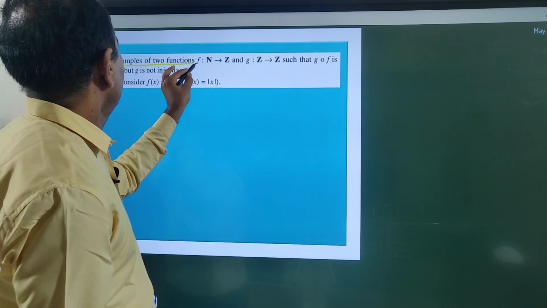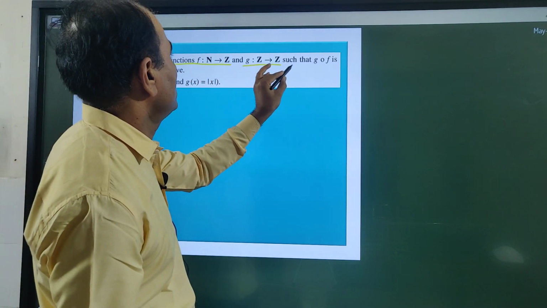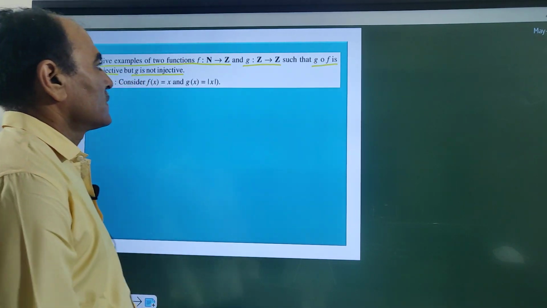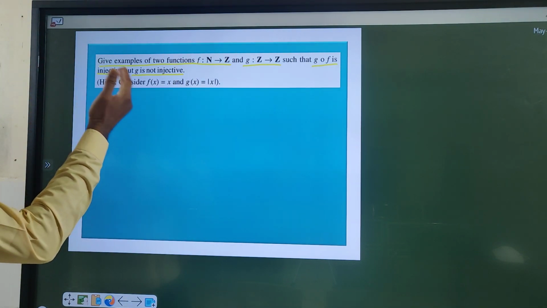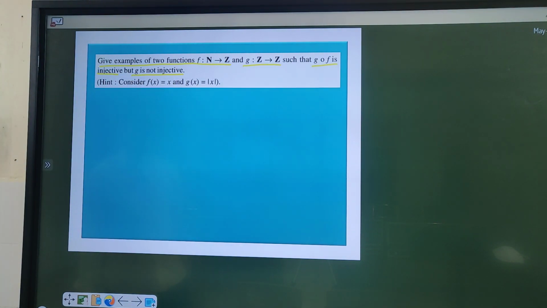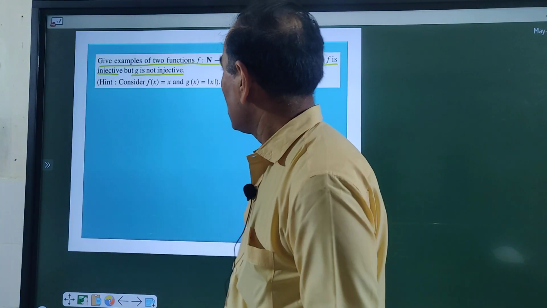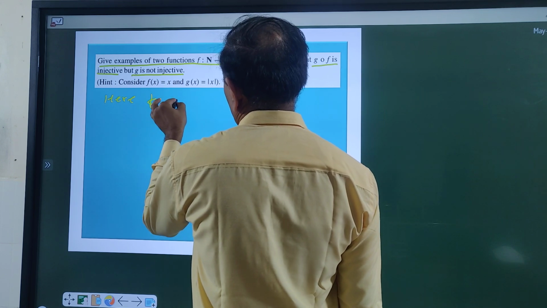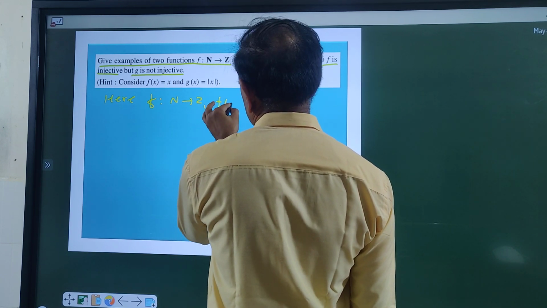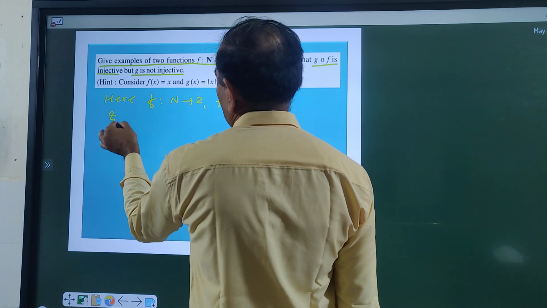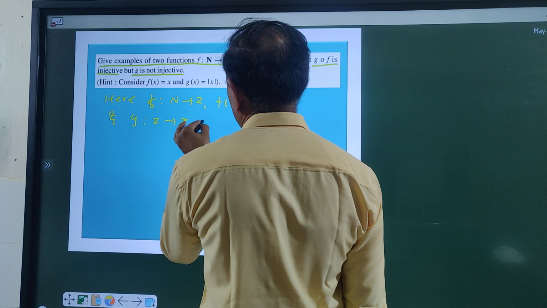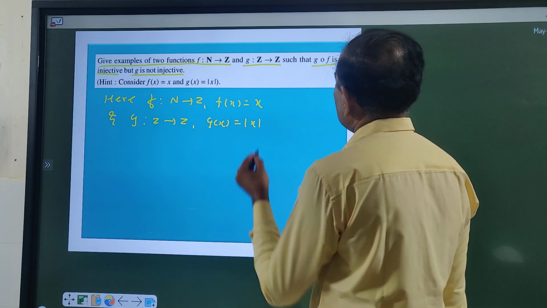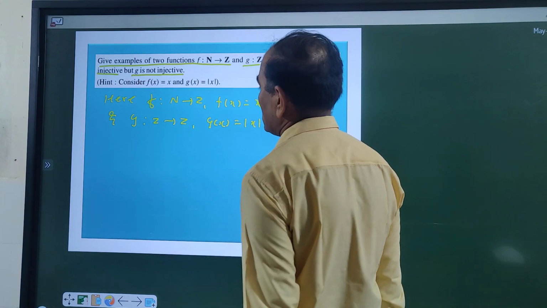Give examples of functions f from N to Z and g from Z to Z such that g o f is injective but g is not injective. g o f is one-one but g is not one-one. Clear? Now see, f from N to Z, suppose f of x is equal to just x, and g from Z to Z, g of x is equal to mod x. Now see, g o f is injective but g is not injective.